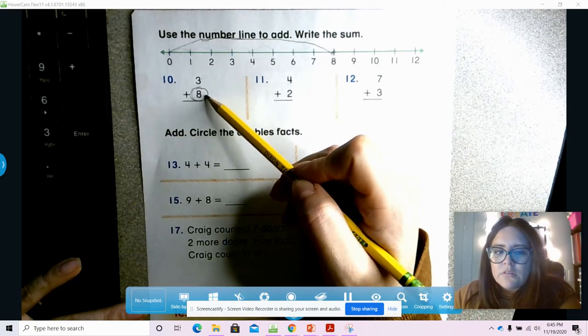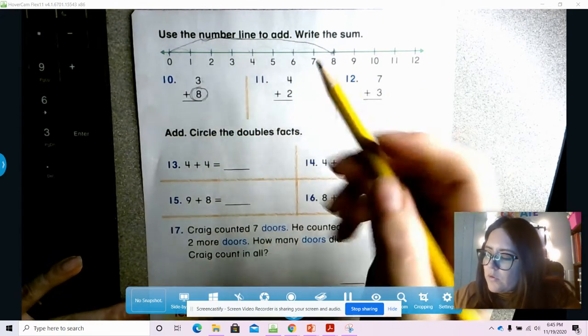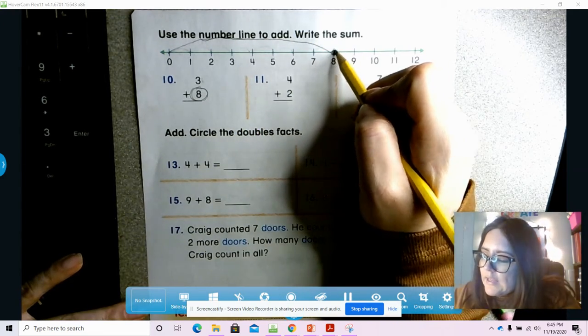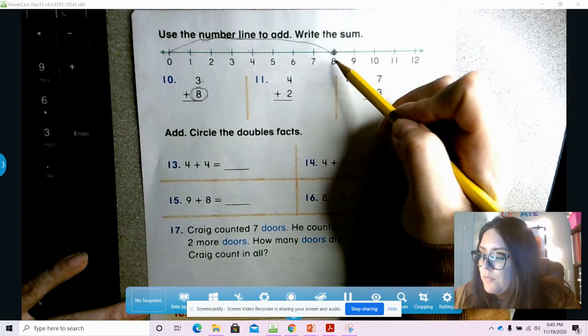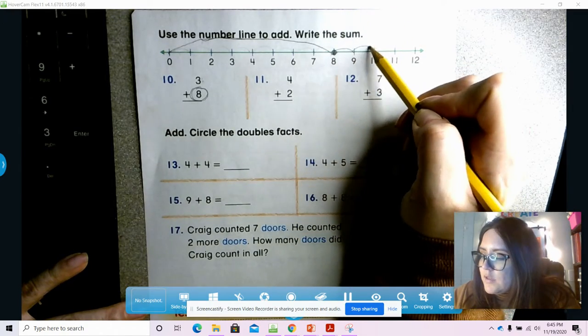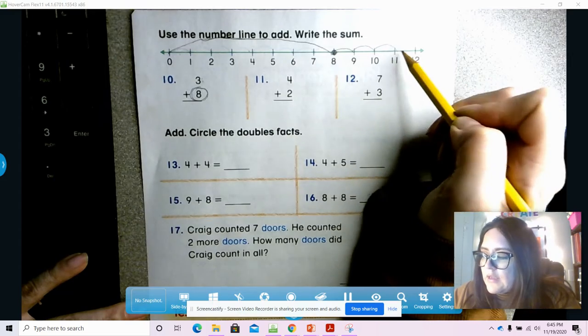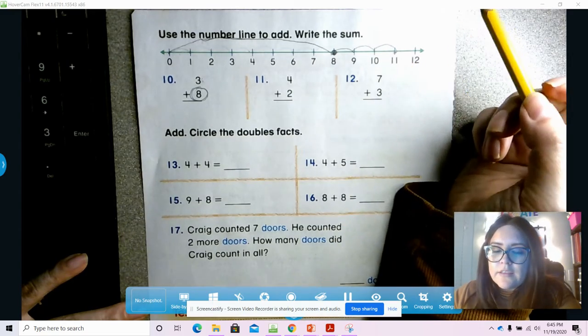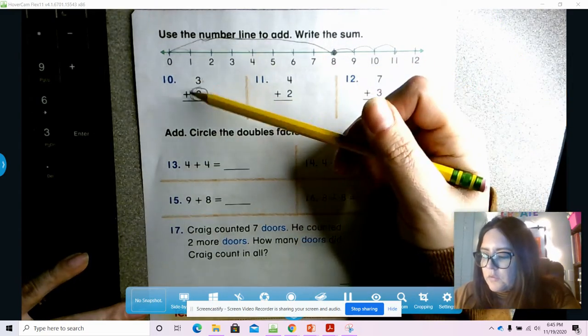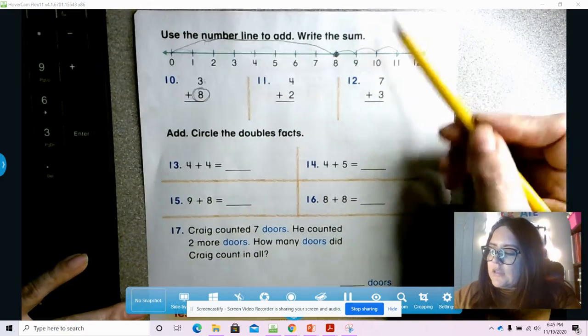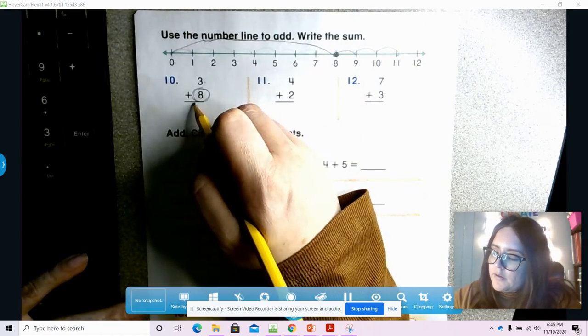And then I'm going to count on by adding 3 more. So I start at 8 and I'm going to add 3 more. 1, 2, 3. And wherever I land, that is my answer. So I know that 3 plus 8 equals 11.